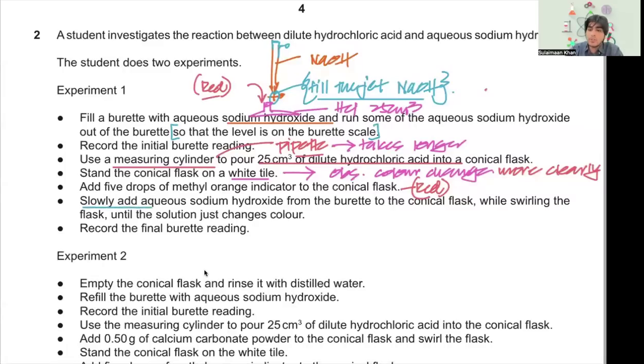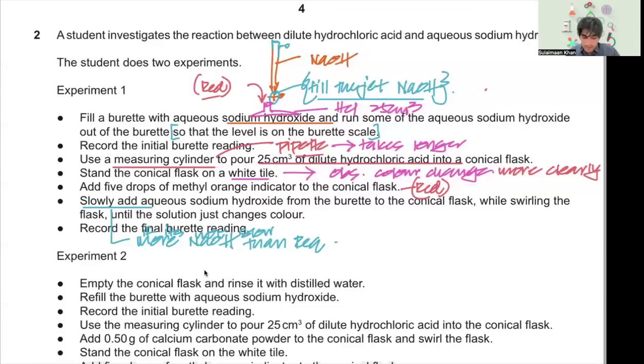Why is he adding it slowly? All of these things you need to know. Why would you add it slowly? Why not very quickly? Because you may overstate the volume of neutralization. If it's not slow, you may add more NaOH than required. So a lot of things you could write.